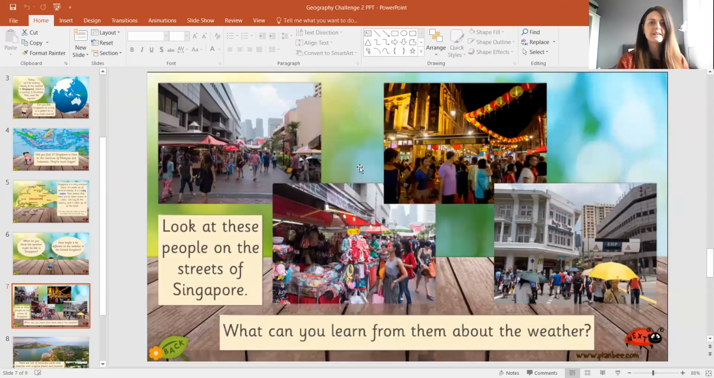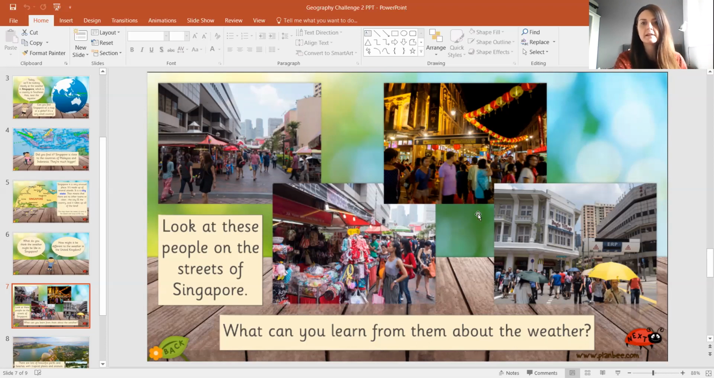Okay, I'm going to give you some clues now. So here's some pictures of people on the streets of Singapore, and I want you to think about what you can learn from these pictures about the weather. So in the first one, let's look at what the people are wearing and have a look at the sky. The sky looks quite blue, it's got a few clouds in it, but people are wearing shorts and t-shirts, aren't they, most of them? I can see a few people with hats on as well, so think about what the weather might be like when you wear shorts, t-shirts, dresses, sandals and hats. It's going to be quite a hot place, isn't it, we can guess.